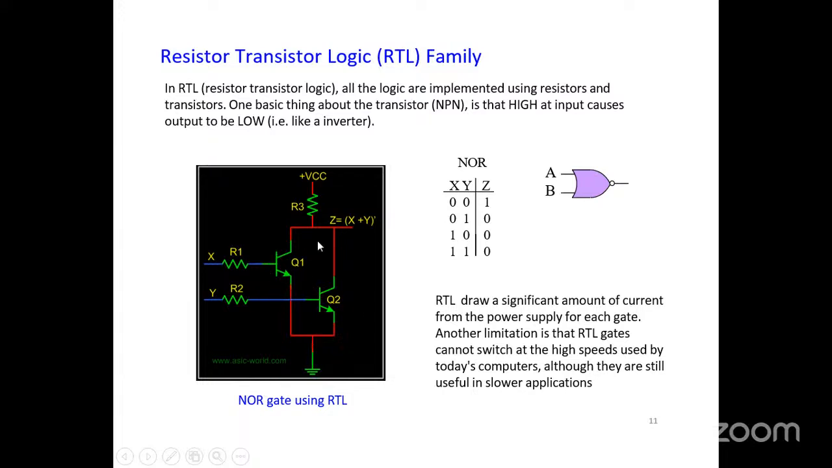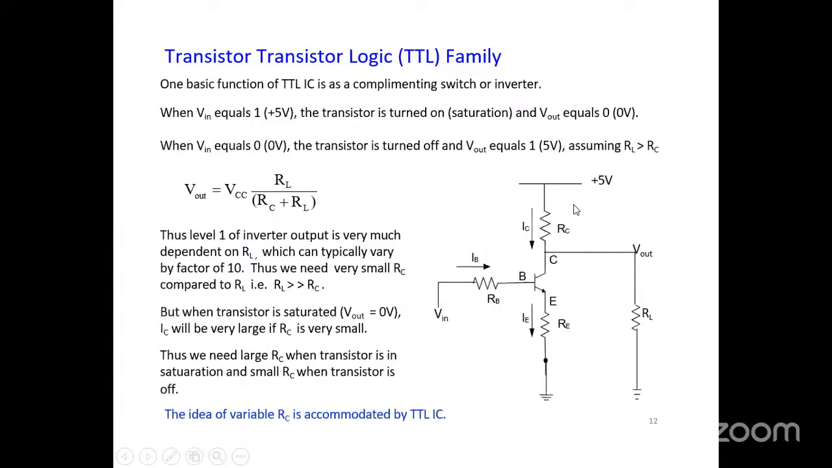This will be operating in the saturation, active and cutoff regions. In the cutoff region it will be off, and in saturation it will be on. So this is all about the RTL circuit, and this symbol is for the NOR gate.